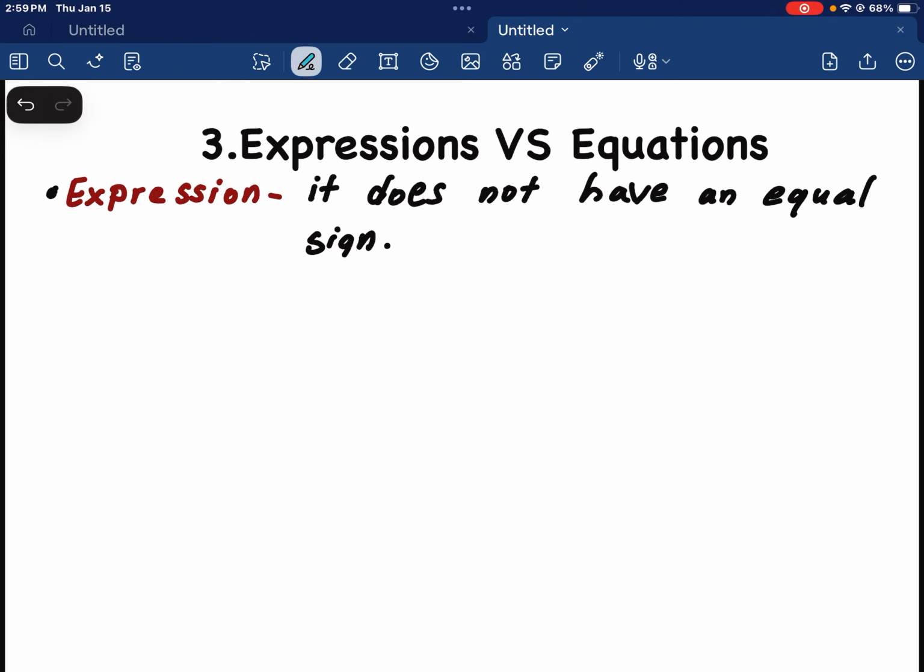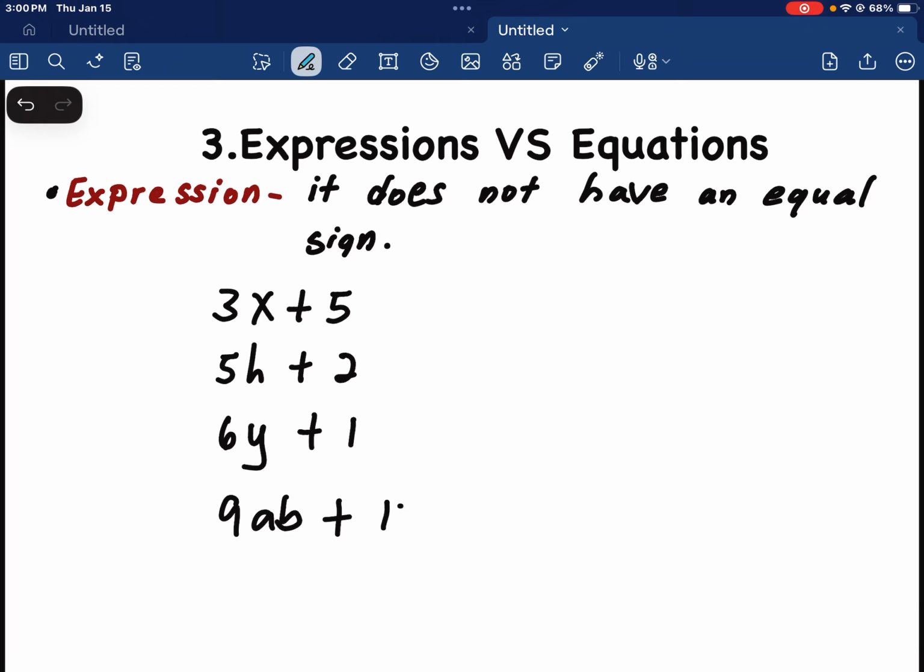Expressions versus equations. An expression does not have an equal sign. So expressions are just, for example, 3x plus 5, 5h plus 2, or 6y plus 1, or it could be 9ab plus 10x. These are all expressions. They don't have an equal sign.